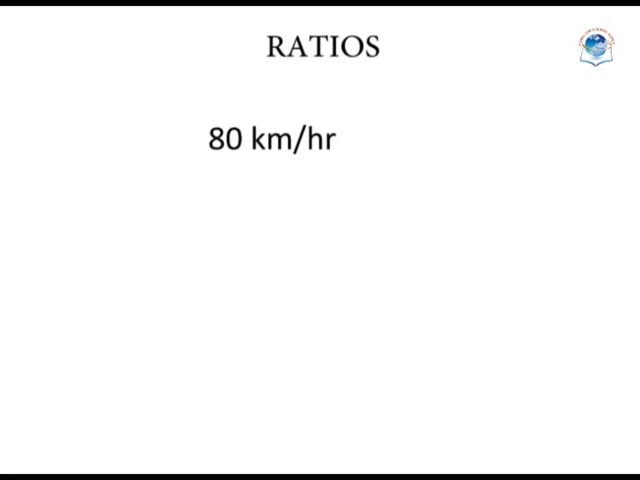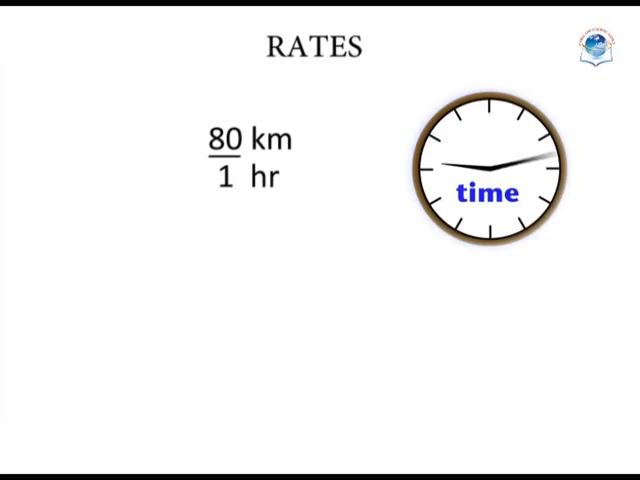Remember, we said that any number can be written as a fraction by just writing 1 as the denominator. 80 kilometers per hour is the ratio 80 kilometers per 1 hour. 80 kilometers per 1 hour is a type of ratio that we call a rate. A rate is simply a ratio that involves a period of time.